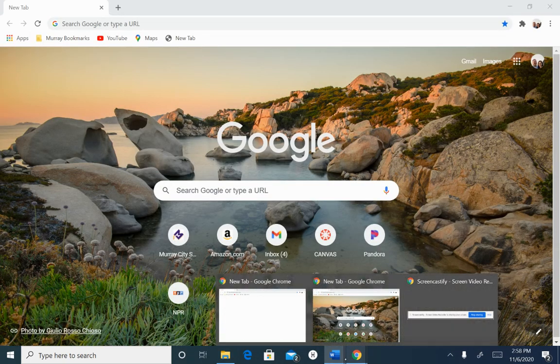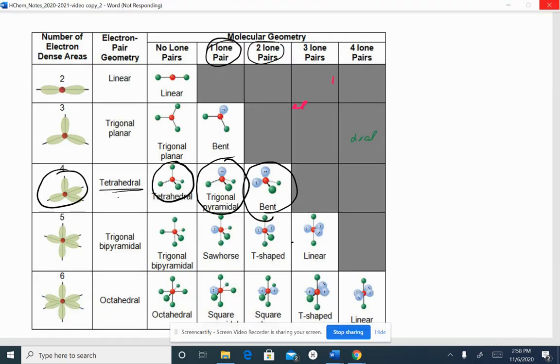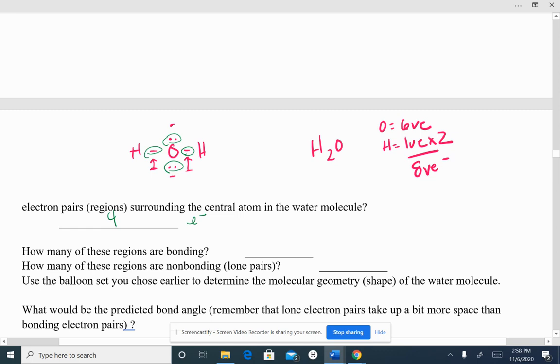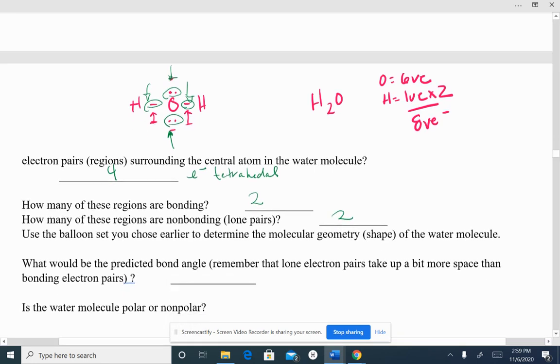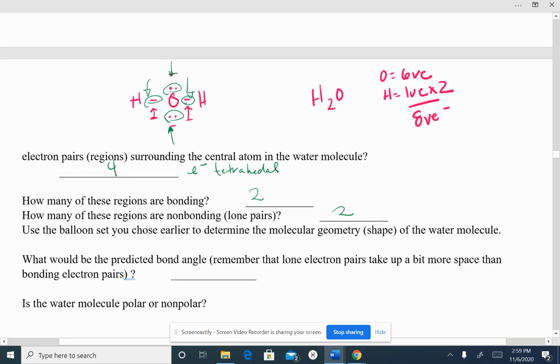Okay, so my electron geometry is tetrahedral. How many of these regions are bonding? Well, this one is, and this one is. So I have 2 that are bonding. How many are non-bonding or lone pairs? This one is, and this one is. So I have 2 that are non-bonding. Okay, so if I look at my chart, we said that the molecular shape would be bent.